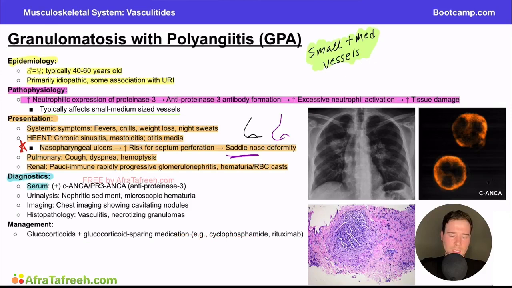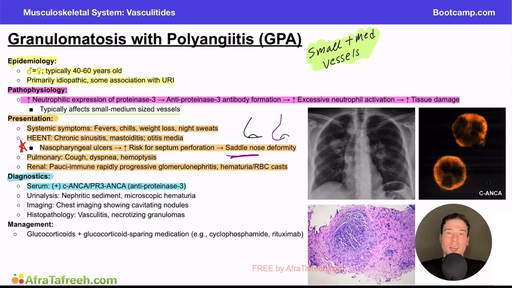So we need to know that serum labs are going to be positive for C-ANCA or PR3-ANCA, which is the anti-proteinase 3. Again, think about the pathophysiology here, right? We said part of this pathophysiology is that the neutrophils express proteinase 3, this increased expression. And then the body does what? It develops anti-proteinase 3 antibodies that bind to them. And we can actually see these on the serum lab. So this is a really important diagnostic clue for this particular pathology.